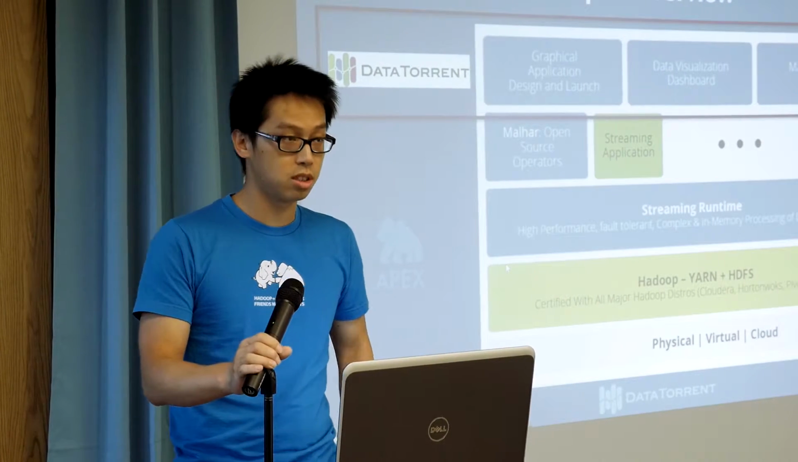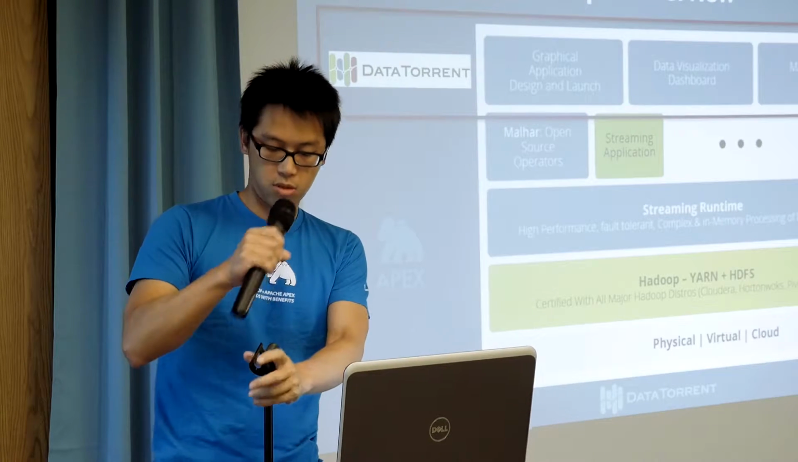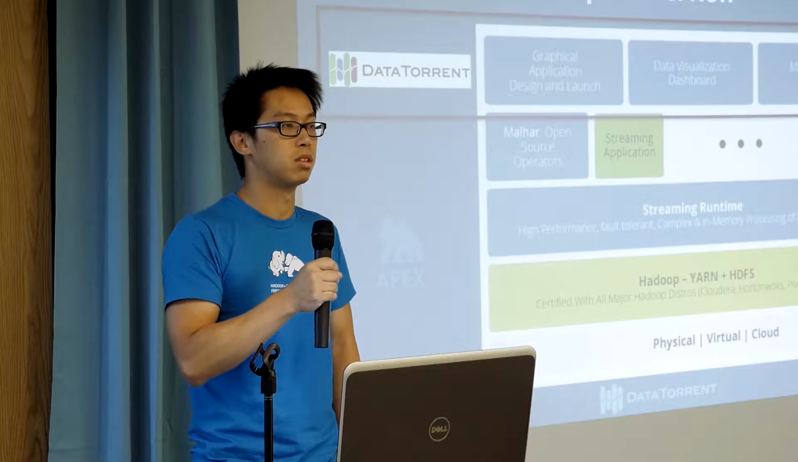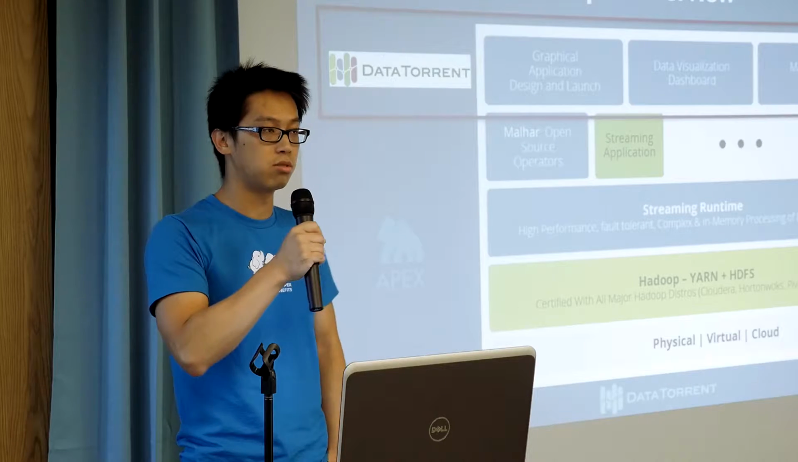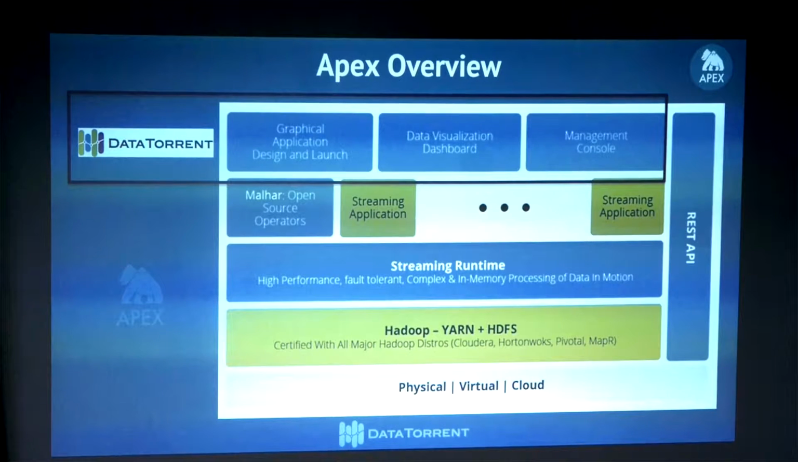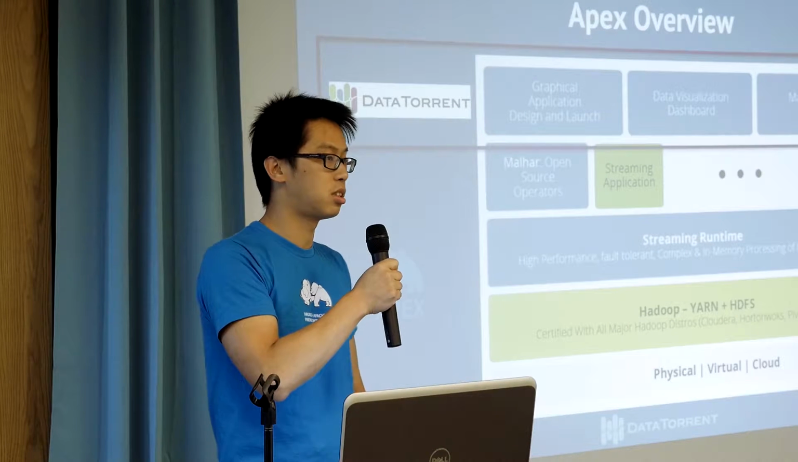Before I jump to the new high-level API, maybe some of you are not familiar with Apex, so I would like to give you a quick overview of Apex. Apex is a distributed data processing engine. It's in the same area as Flink, Spark Streaming, and Storm.